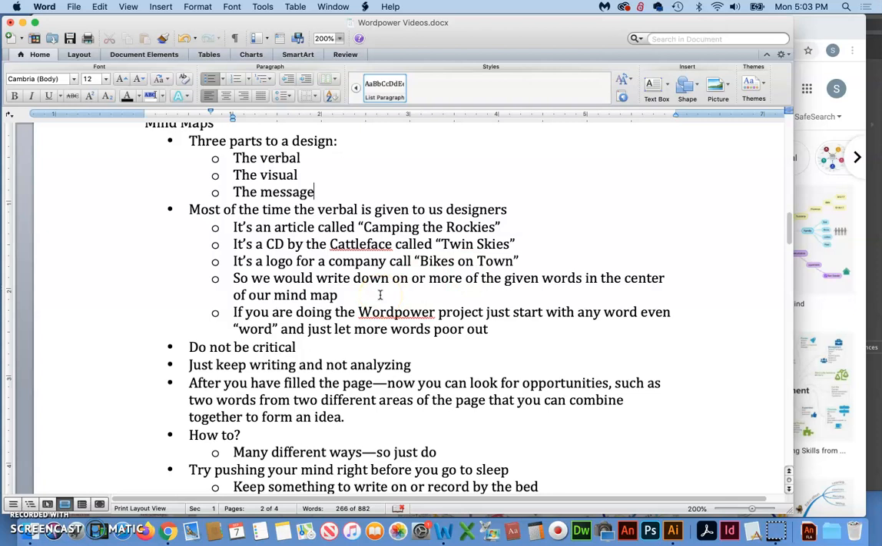So what we would do if we can't come up with ideas instantly, which especially at the beginning is very hard to do. The good news is once you push yourself through exercises like a mind map, often you just make the new brain connections that you need to start generating new ideas, and it becomes easier and easier down the road. So let me just show you some examples of mind maps.